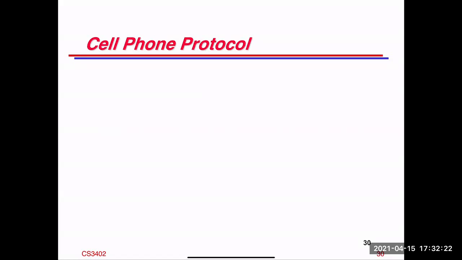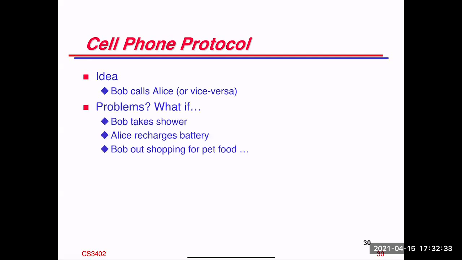So the second protocol that we can look at is the so-called cell phone protocol. So how does that work? Well, Bob calls up Alice, or vice versa. Unfortunately, again, we have some problems.